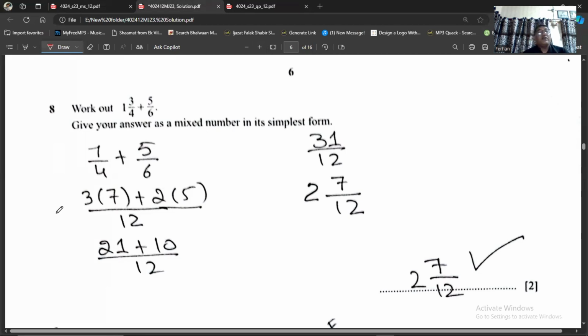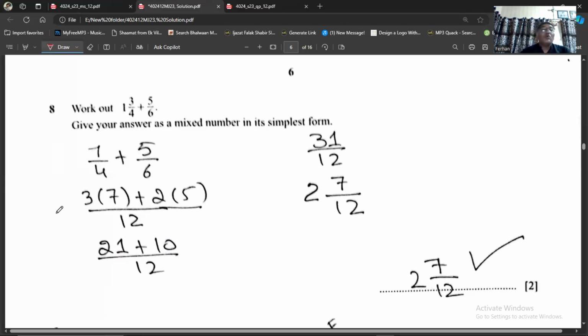12 divided by 4 is 3. 3 will multiply with the first numerator. And then you divide the LCM with the second denominator, that is 12 divided by 6, that is 2. This number will multiply with the second numerator. So you have 3 sevens are 21 plus 2 fives are 10. So 21 plus 10 by 12 is 31 by 12.